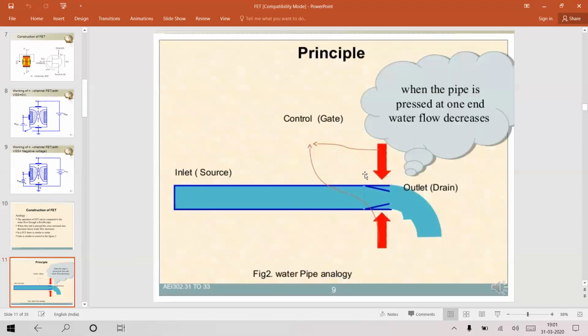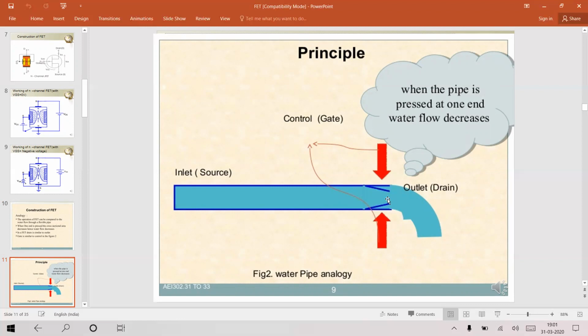Similarly, the same diagram I'm putting here. It is just an analogy to understand the concept. You try to link this concept to that, but technically that is what you have to follow, just for understanding's sake. When the pipe is pressed at one end, water flow decreases. When you make it tight, less water flows into this.